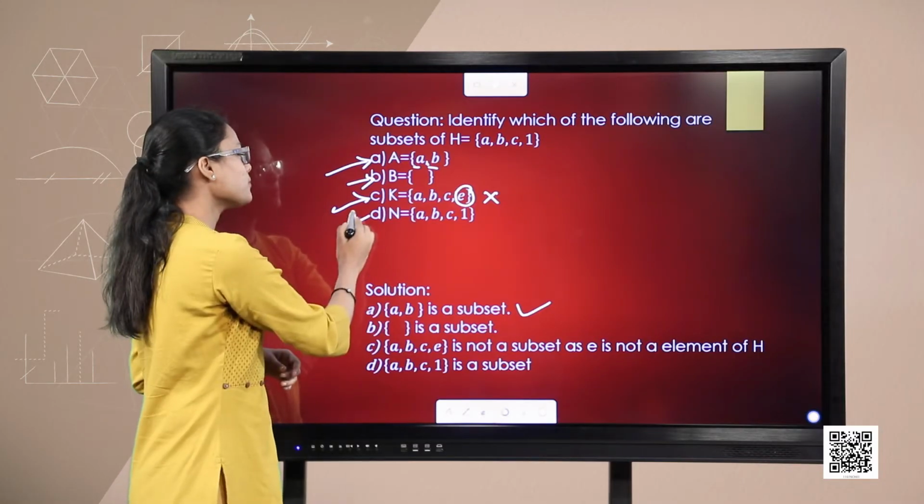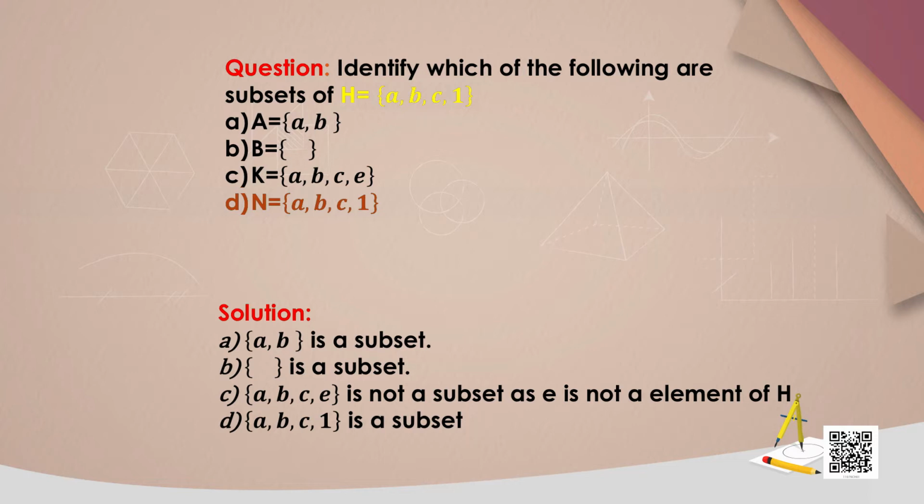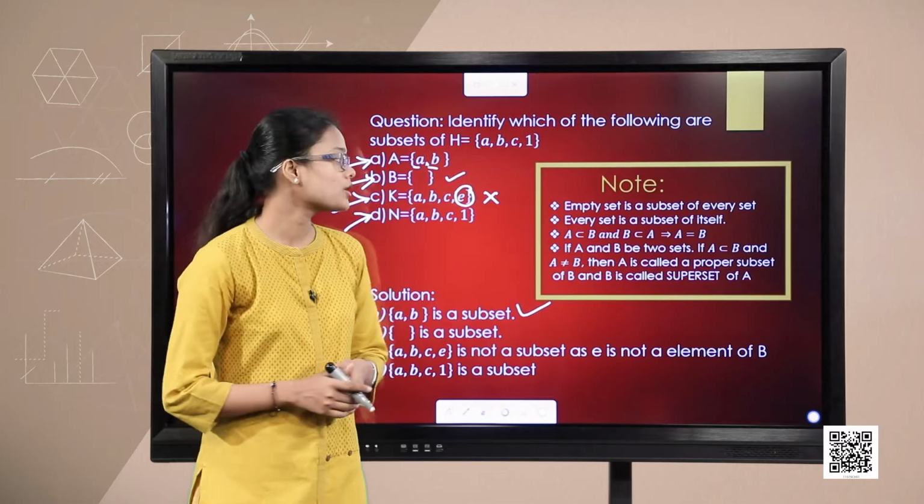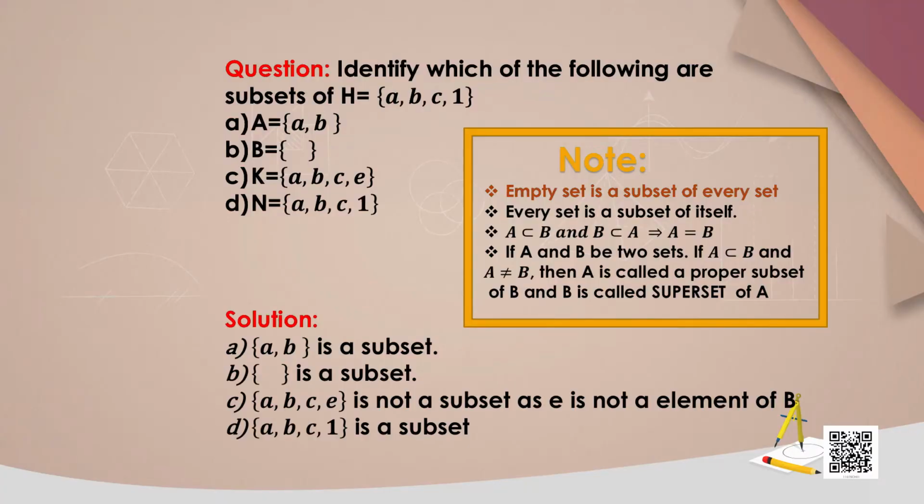Lastly, the set N. All the elements of set N, a, b, c and 1, are also members of set H. So, yes, the set N is a subset of H. Let us observe some points in it. You may observe that the empty set is a subset of every set.